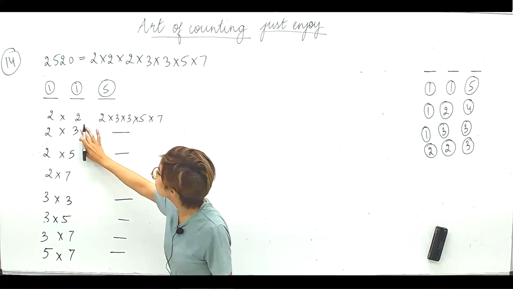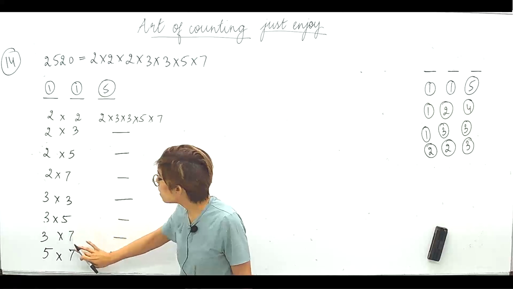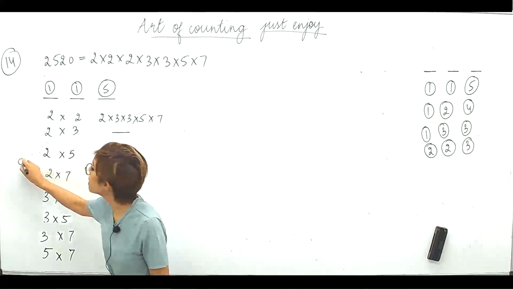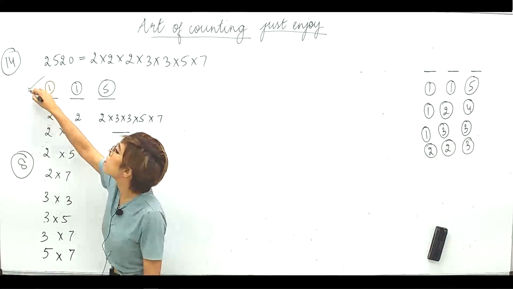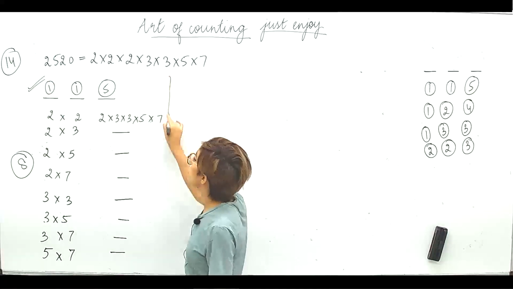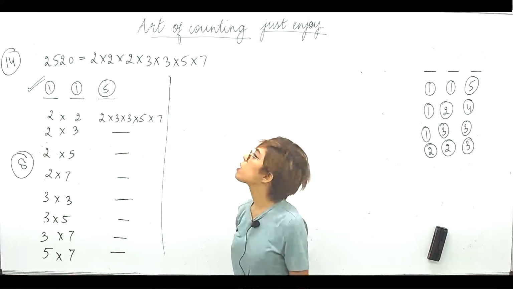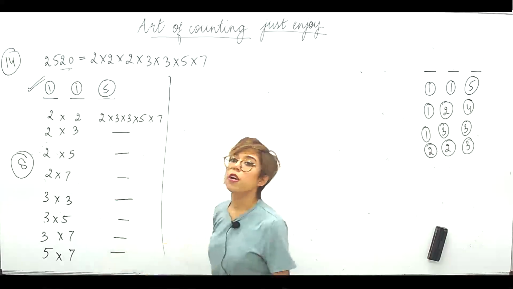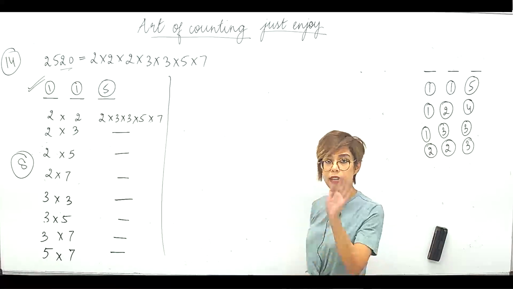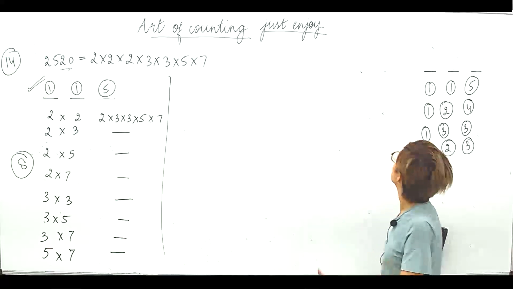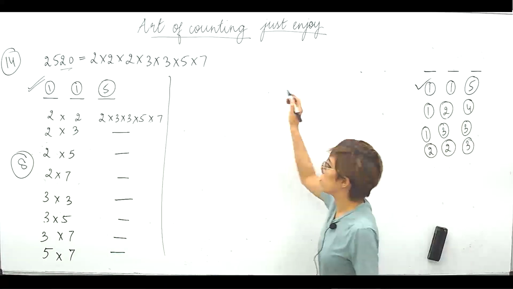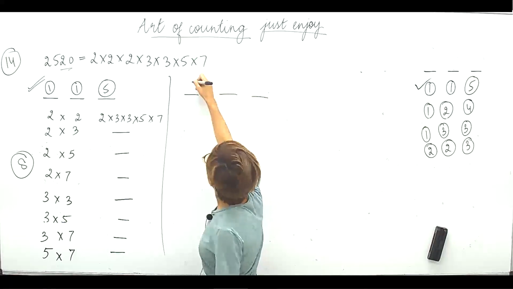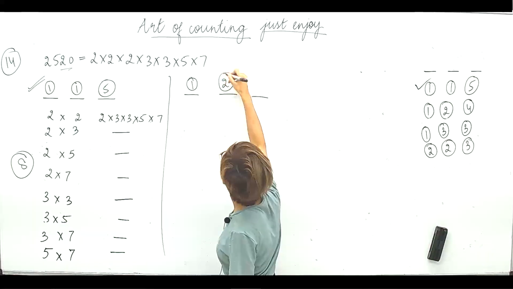So how many these are? 1, 2, 3, 4, 5, 6, 7, 8. So these are 8 in number. So if I take this to be the first case, I will have 8 ways to express this number as a product of 3 factors. Done? So case 1 exhausted. Tick mark. Next, 1, 2, 4. So let's write 1, 2, 4.